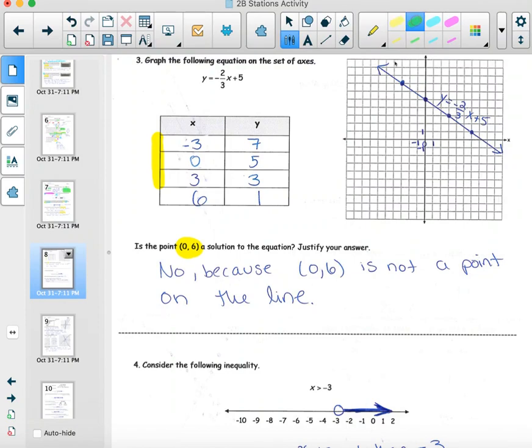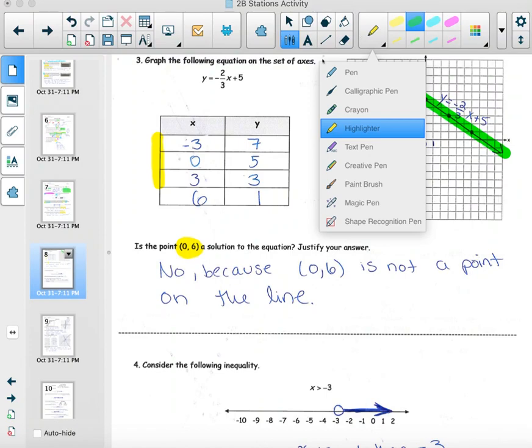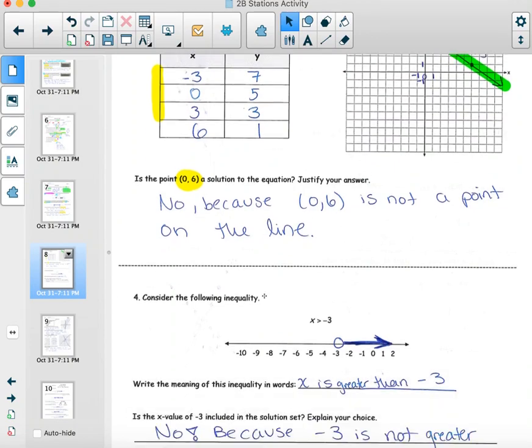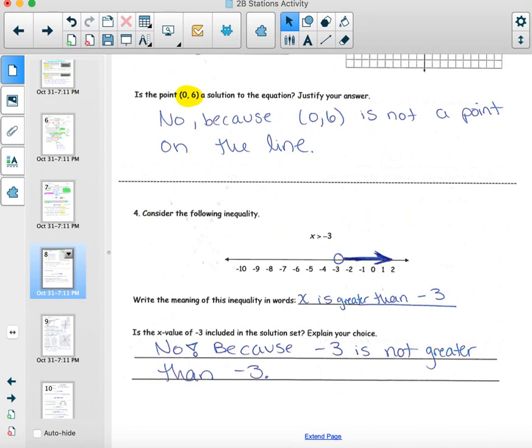Yep, I think I just heard someone say it. It needs to be a point on the line. Okay, so let's check this out. Is 0,6, let's label that, 0,6. So I have 0 and then up 1, 2, 3, 4, 5, 6. That's right here. Is that a point on the line? Nope. So is 0,6 a solution? Of course not. No, it is not on the line. We're done.